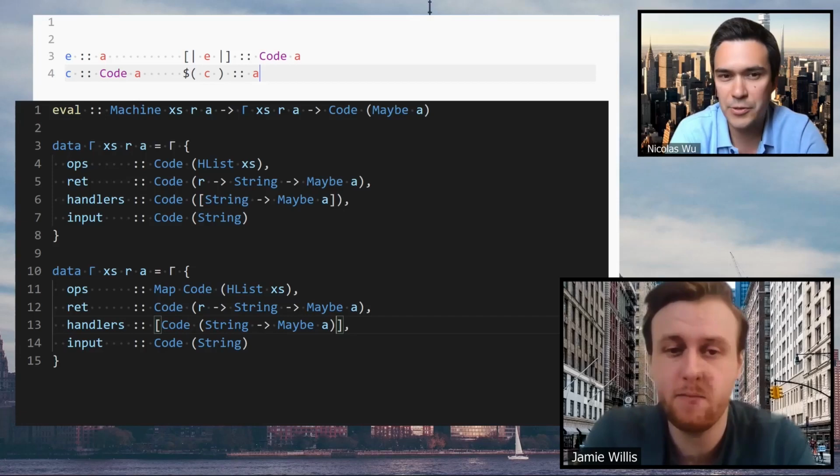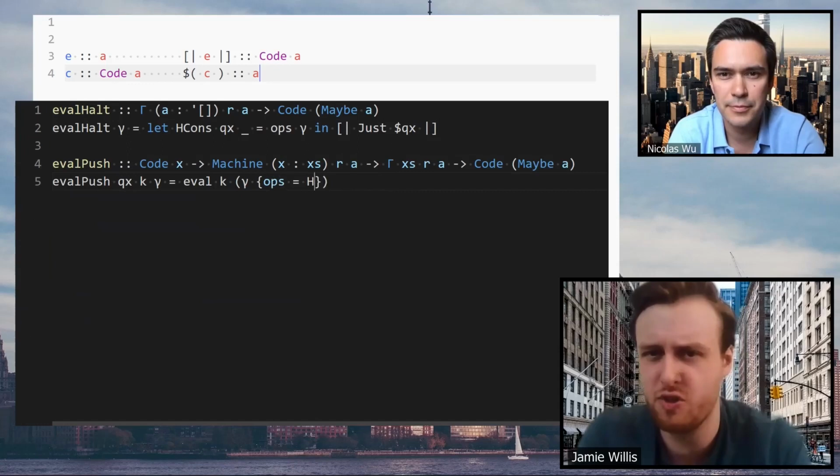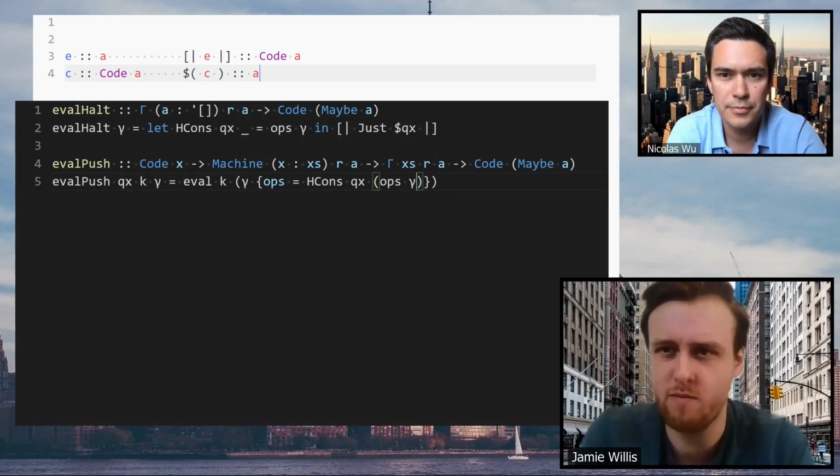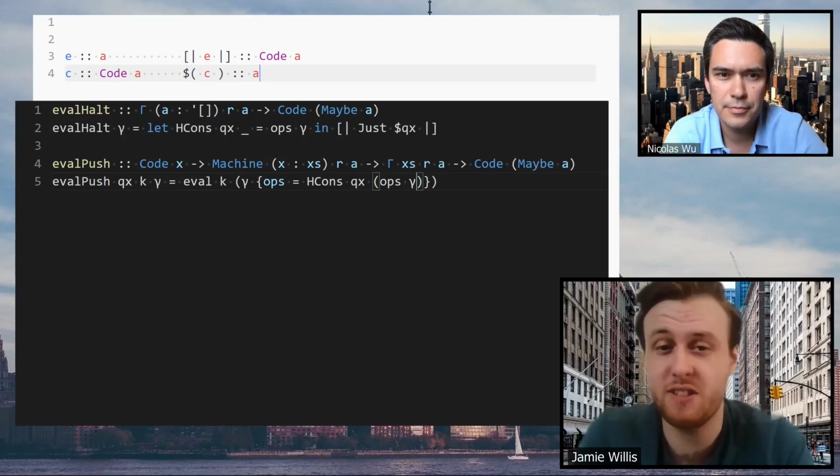Awesome. So here's what the staged evaluation for push and halt might look like. Halt will take the operand stack out of gamma, extract that top element, and splice it into some code that builds a Just for that value at runtime. And for eval push, there aren't actually any quotes in the body at all, so it must purely happen at compile time. That's really cool. So let's push our original example through this mechanism and see what code it generates.